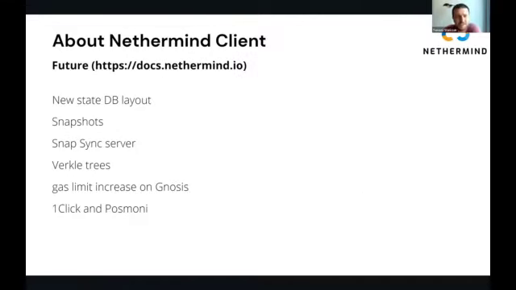What is coming to the Nethermind client? We'll be working on the new StateDB layout, the snapshots, the SnapSync server. What's currently only in GAF will be coming to Nethermind. The Verkle trees for the improvements towards stateless clients. We'll be heading towards the gas limit increase of blocks on Gnosis, so we'll be running Gnosis together with Aragon and supporting potentially much larger blocks and showing that's possible. And lots of tools supporting proof of stake and infrastructure, like OneClick and Posmoni, which is a monitor for the proof of stake nodes.